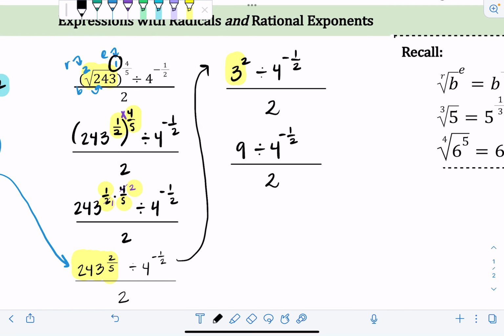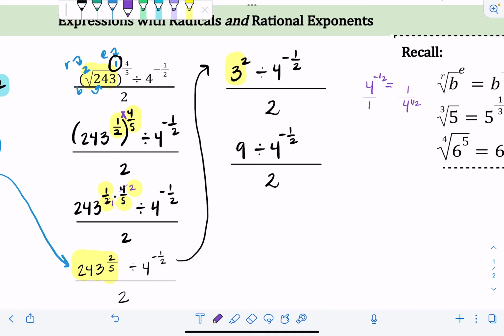Okay, so what I'm going to do is take this 4 to the negative 1/2 power and simplify that off to the side. Whenever we have a negative exponent, we take the reciprocal of the base. So we take the 4, think of it as 4 over 1, and flip it upside down. So it becomes 1 over 4 to the 1/2 power.